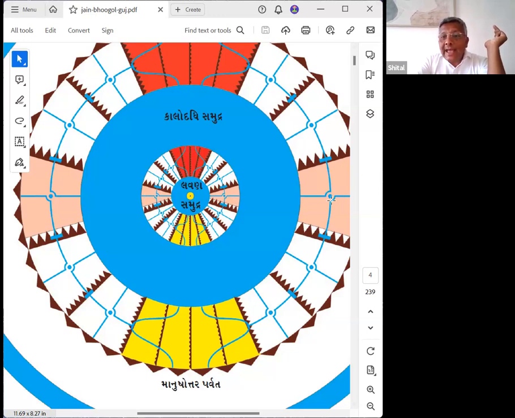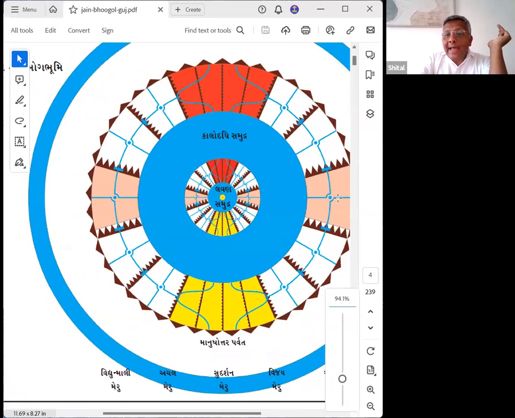Then this is the island of Pushkar. On the eastern side, there is another Meru. It's smaller, and it also has its own Videh Kshetra surrounding it. This half here is its Airavat Kshetra, and this half here, yellow, is its Bharat Kshetra. Similarly, there is another Vidyunmali Meru here. That has its own Bharat Kshetra, which is yellow, Airavat Kshetra, which is red, and its own Videh Kshetra.